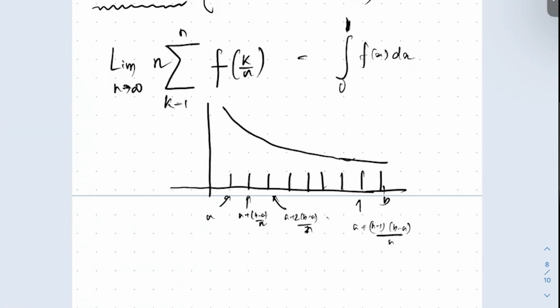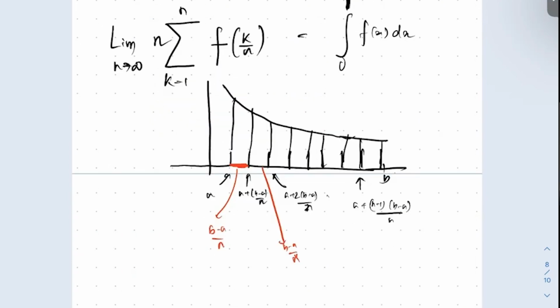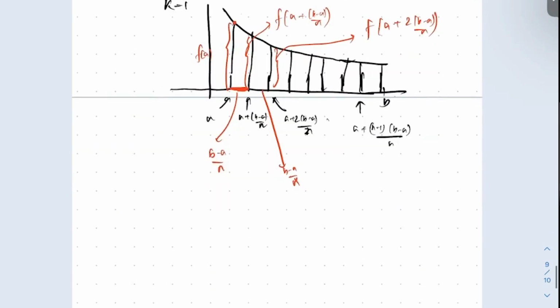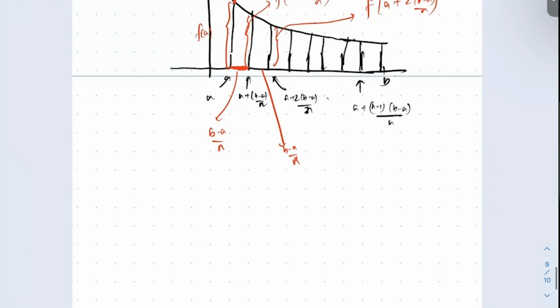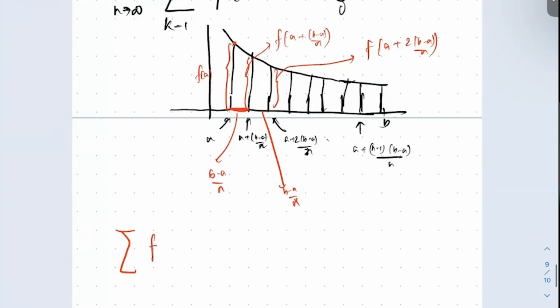For n, it will be b for this part. So if you see, each length is (b minus a) by n. And let's take the heights. The height is f of a, then f of a plus (b minus a) by n, then f of a plus twice (b minus a) by n, and it continues. So what will be this sum? If you observe, this sum will be nothing but the summation of f of a plus this height.